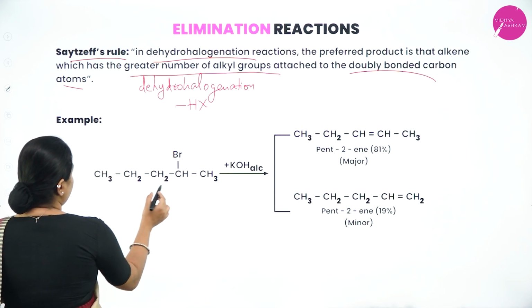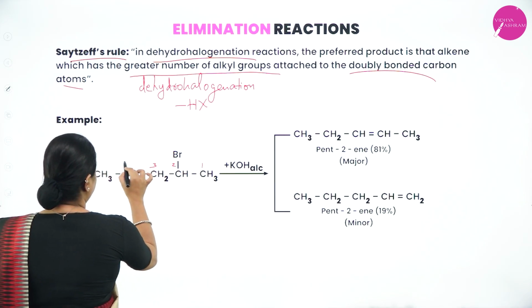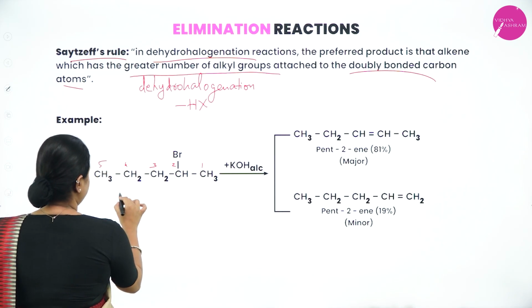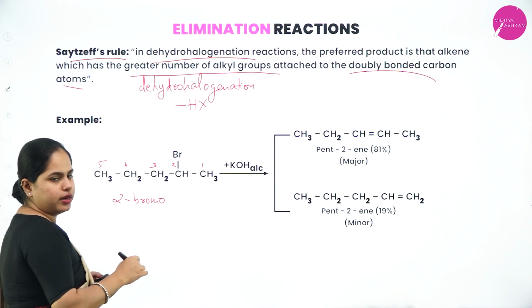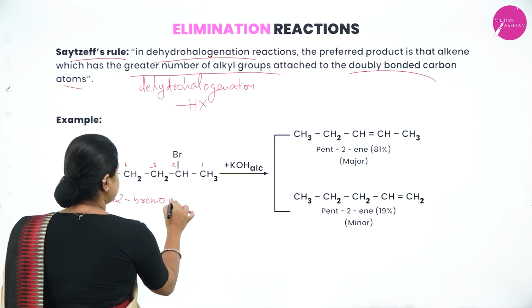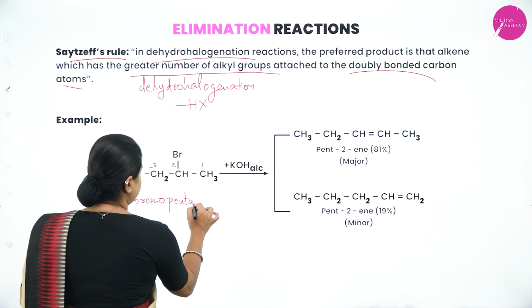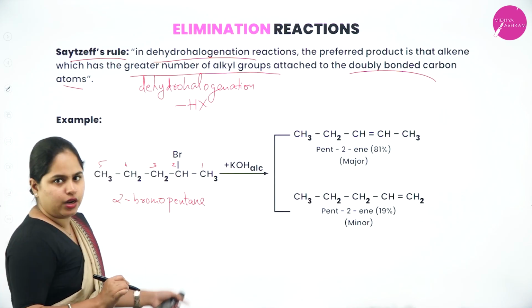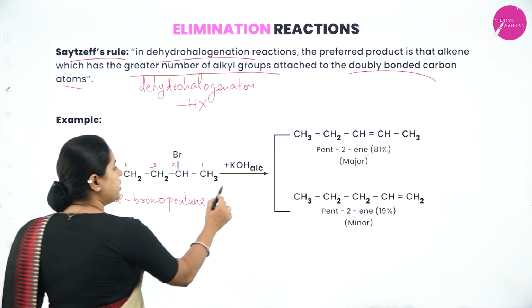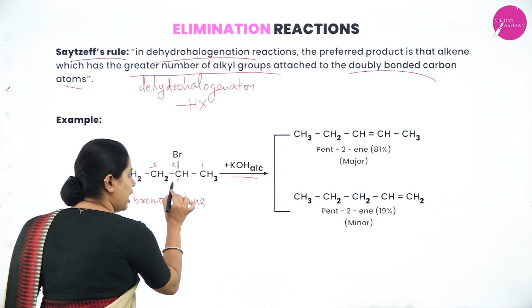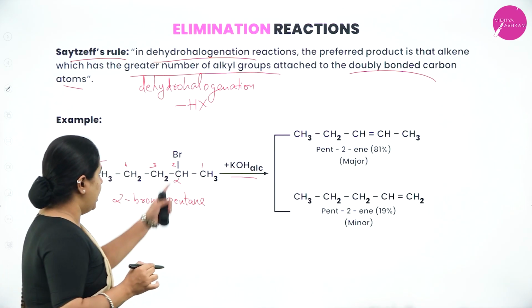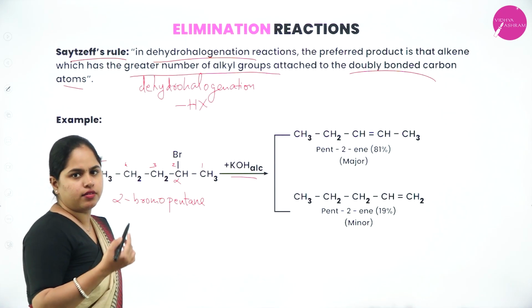You can see this is 1, 2, 3, 4, 5. So this is 2-bromo. On the second carbon atom, you have a bromine group, right? So 2-bromo, 5 means it is pentane, right? So this is the haloalkane which is taken here in presence of alcoholic KOH. What did we discuss now? This will be your alpha carbon. Of course, the halogen is attached to this carbon, so that will be your alpha.